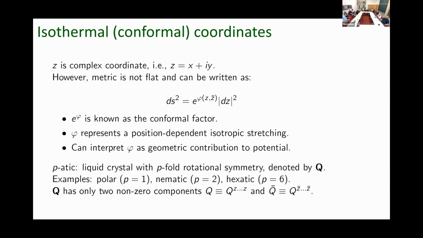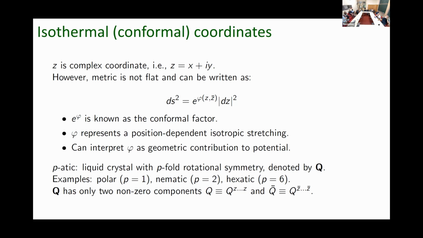That's about the geometry, but in the examples we also had orientational order. So how do we describe that on these curved surfaces? We're going to denote it by Q, a liquid crystal with p-fold rotational symmetry. Examples that we saw are polar, where p is 1, nematic, where p is 2, and hexatic, where p is 6. In these coordinates, Q has only 2 non-zero components, which we label Q, the z z ... z component with p such indices, and Q bar, the z bar z bar ... z bar component, which again has p such indices.